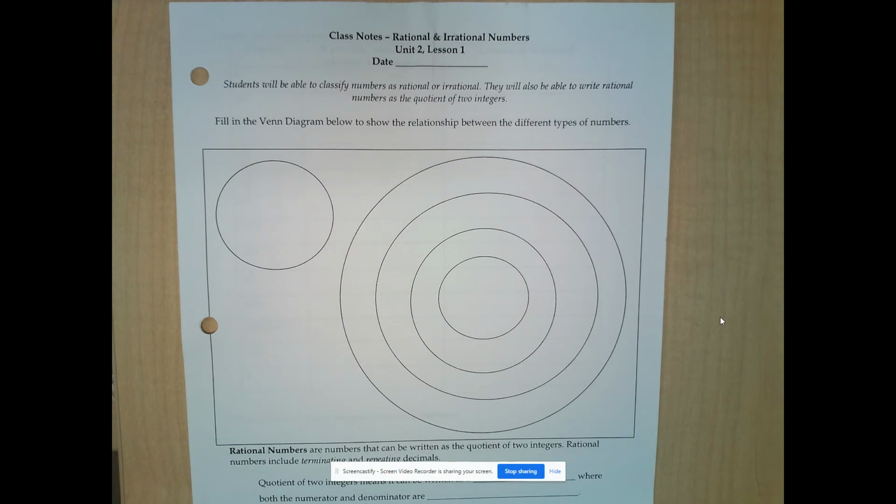If you think about the word rational, it's sort of a language arts term. Rational usually means something that makes sense. It's very logical. Irrational is usually something that doesn't make sense or is not rational. If you think about that in terms of vocabulary words, that sometimes can help us with rational and irrational numbers. So we're going to fill in the Venn diagrams below to show the relationship between different types of numbers.